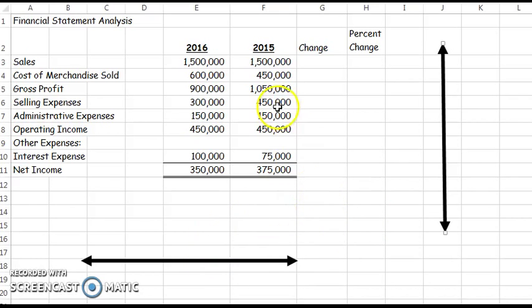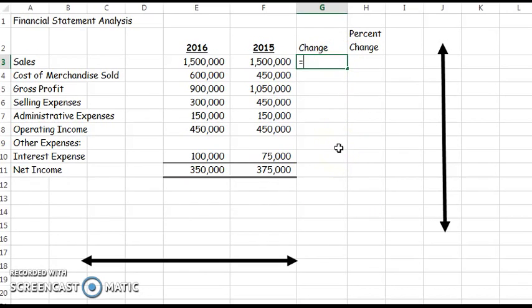So the horizontal analysis means that we're going to be comparing one year to another year. So in this case, from 2015 to 2016. And I'm curious about these numbers because if I look, I can see that I had more net income in 2015, but yet my total sales were the same. So I need to look at these numbers and see what caused a decrease in my bottom line net income.